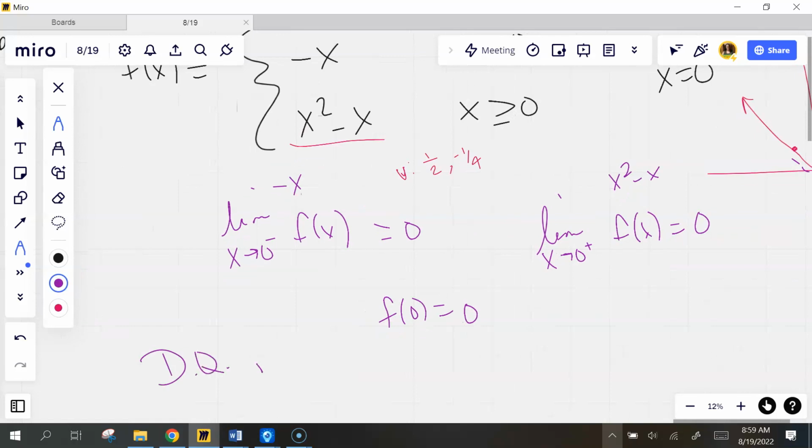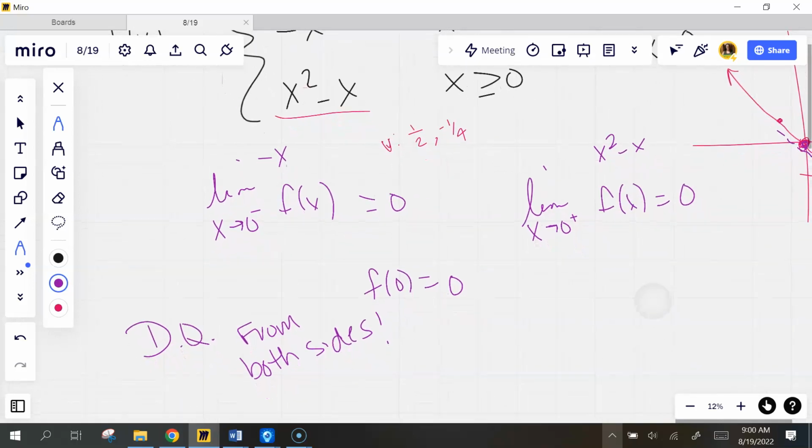Difference quotient from both sides. If they match, then that's the slope. If they don't, I don't have a tan line there. This is a calculator problem. You can use your calculator here.